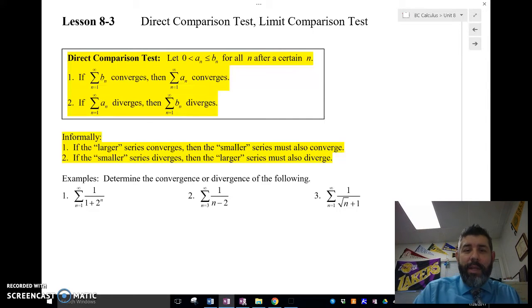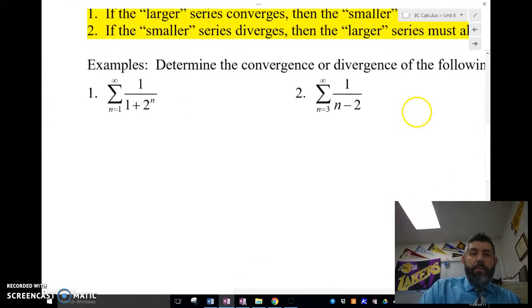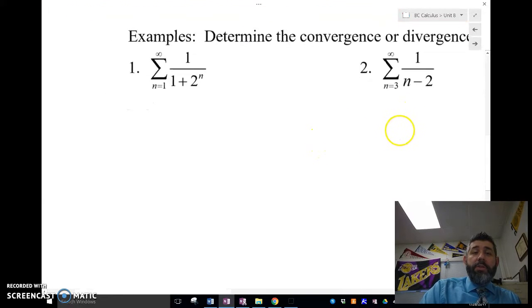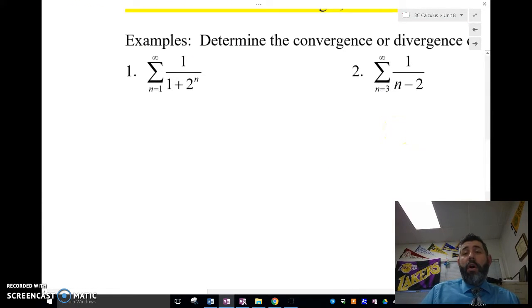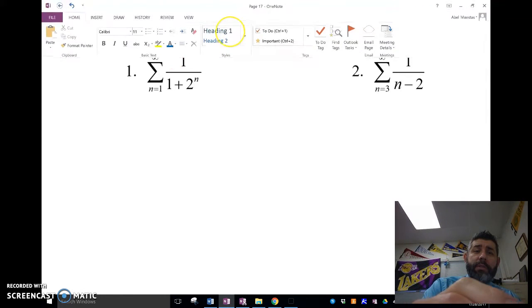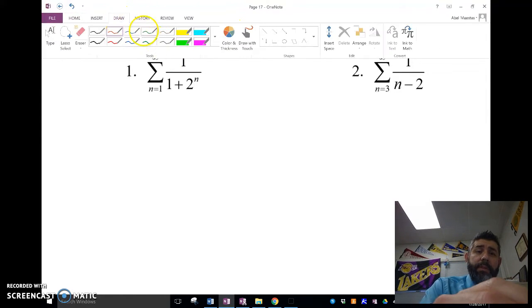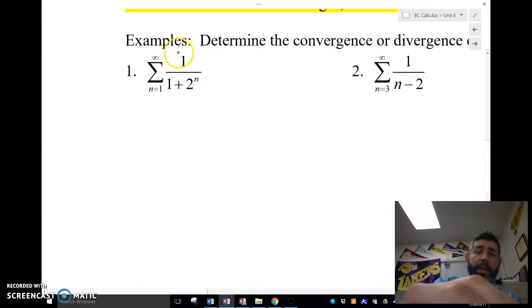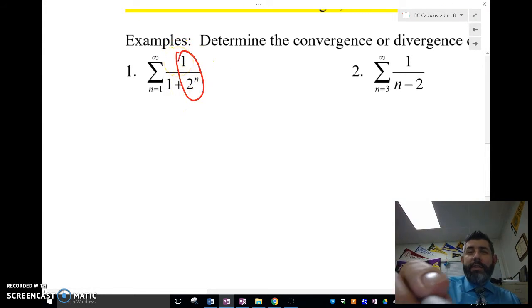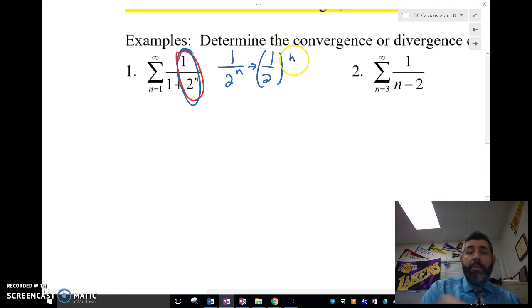Let's take a look at 3 examples here. So we've got our first example, and what we want to do is think about a series that we already know that might be similar to what we have here. For this one, I'd like you to consider this part right here, 1 over 2 to the n. This is the same as (1/2) to the n, right? And that is a geometric series.